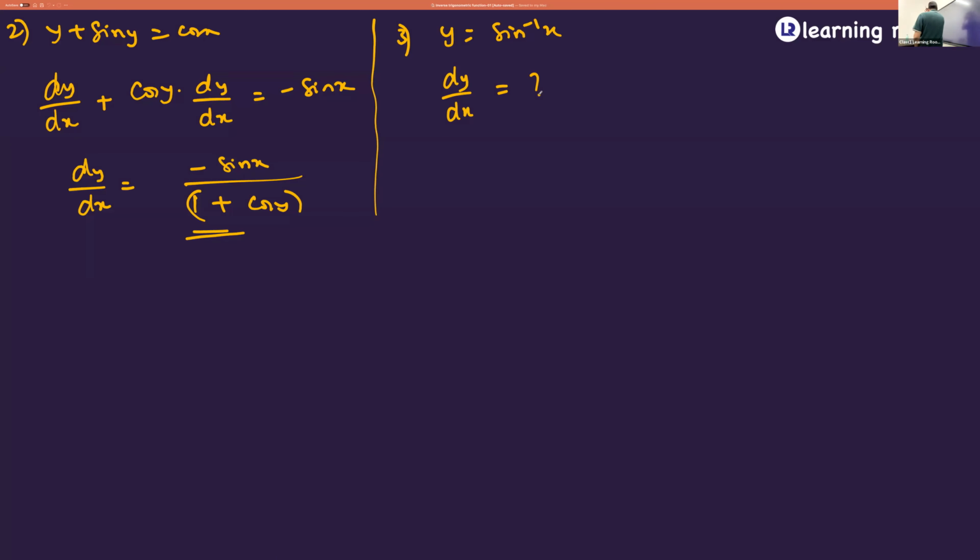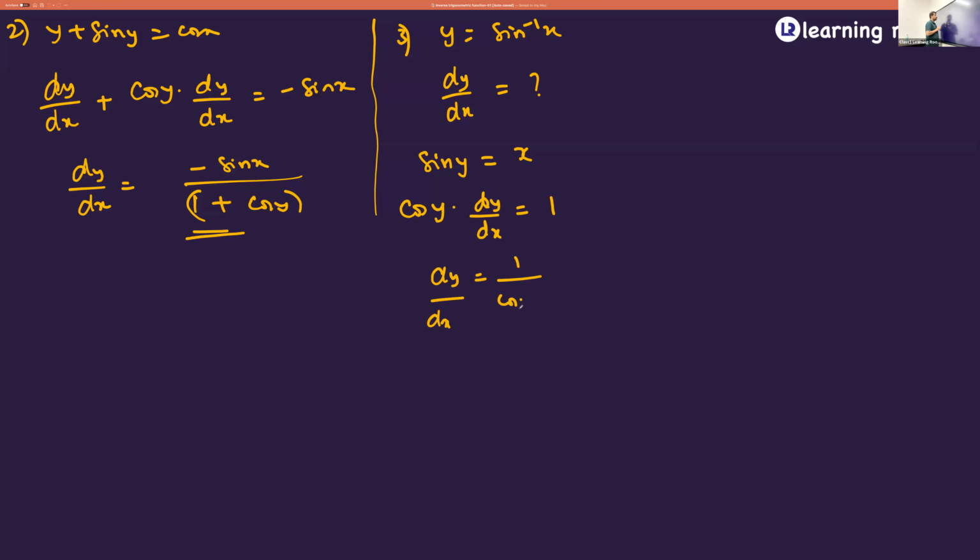See, you would have seen the derivation already. Whenever you have an inverse function, you need to consider the trigonometric function on both sides. So what will you have? sin y is equal to sin of sin inverse x, which is x itself. Now, what is the derivative of sin? cos, but you need to do the chain rule. So cos y into dy by dx is equal to the derivative of x, which is 1. So what is the value of dy by dx?